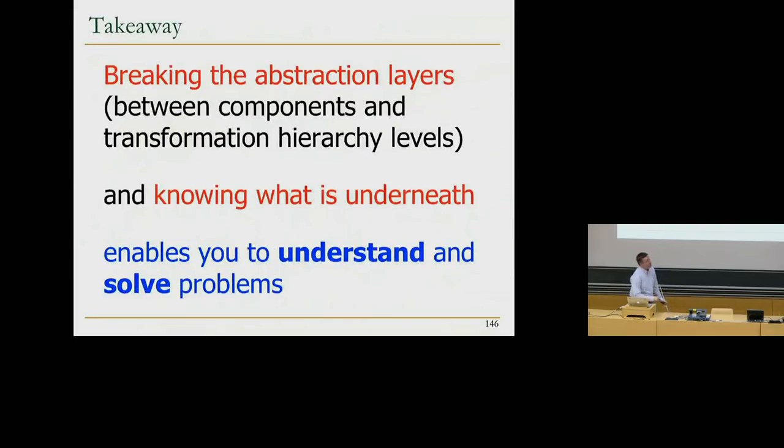Okay. So, takeaway once again, breaking the abstraction layers, knowing what is underneath helps you to understand and solve problems. And here is also the important thing that you have to realize. We are in a privileged position. It's a nice university we are. It's a nice country where we are. But the easy pickings are gone. So the easier things that we could do, those jobs are no longer so available. So if you want to be successful, and you want to have the salaries that you want to have, you have to be better. We have to do more.